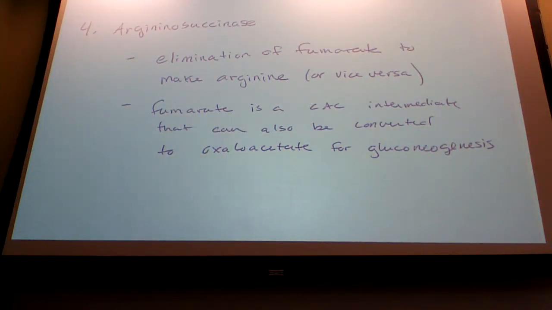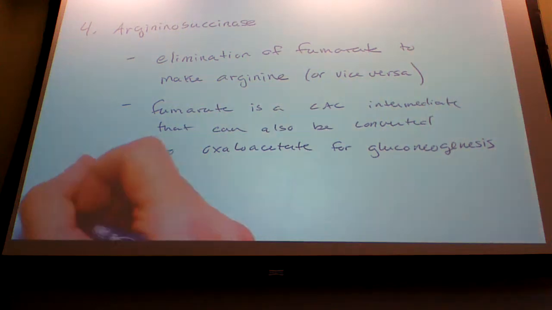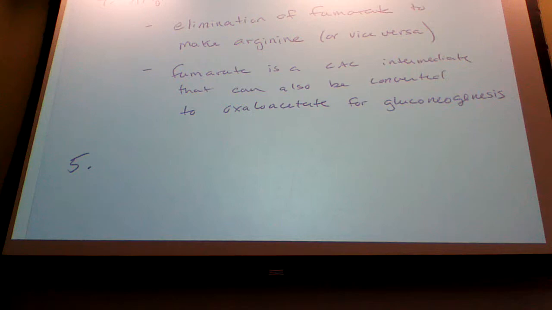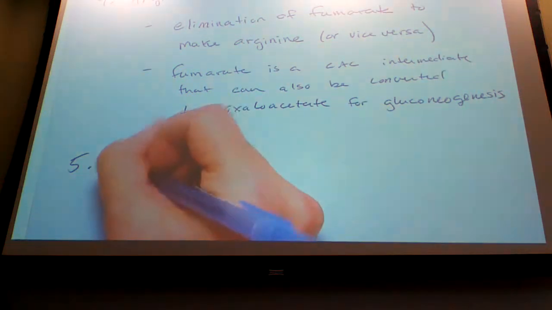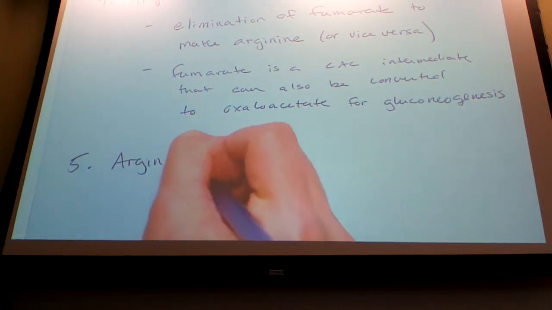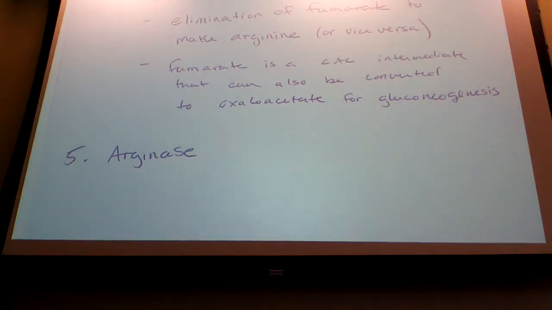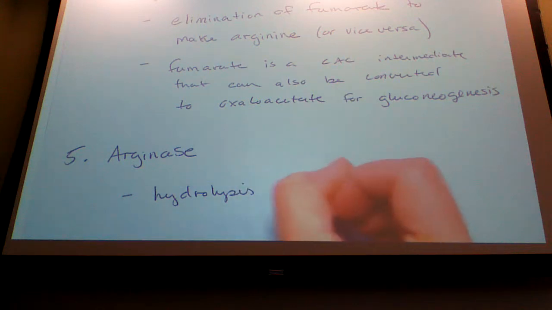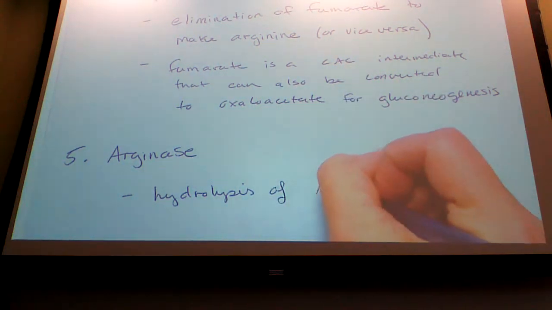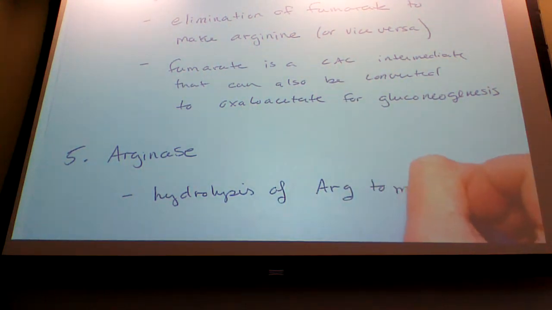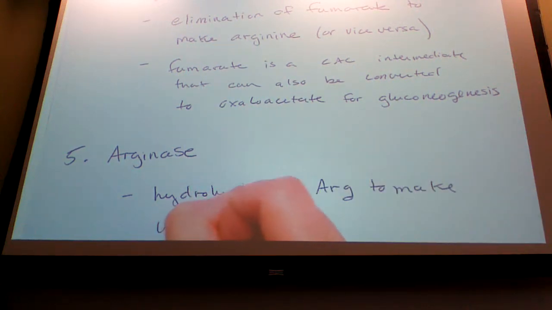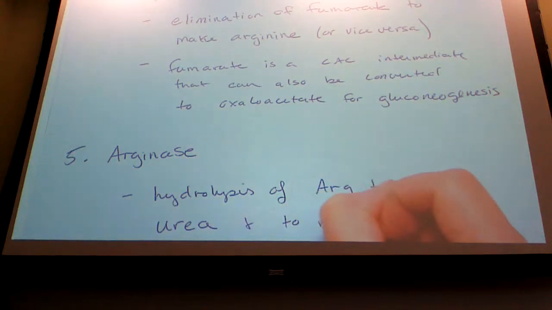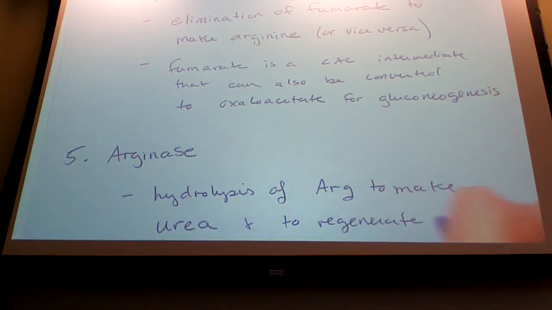Okay, moving on. So, step 5. Arginase is the enzyme, and this is hydrolysis of arginine to make urea. And then to complete our cycle, we have to regenerate ornithine.